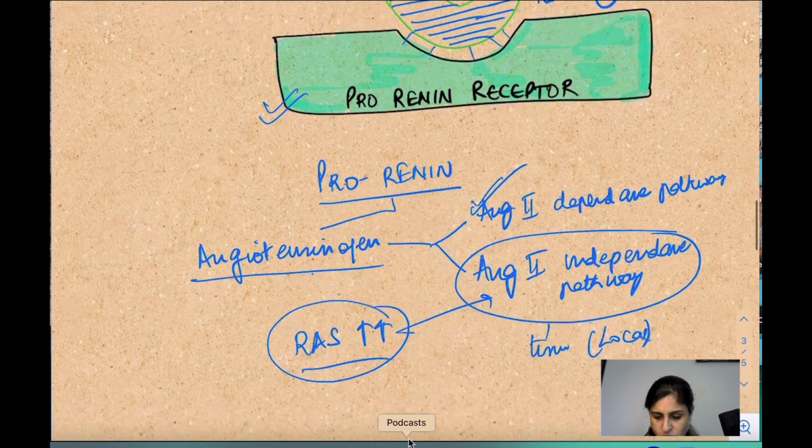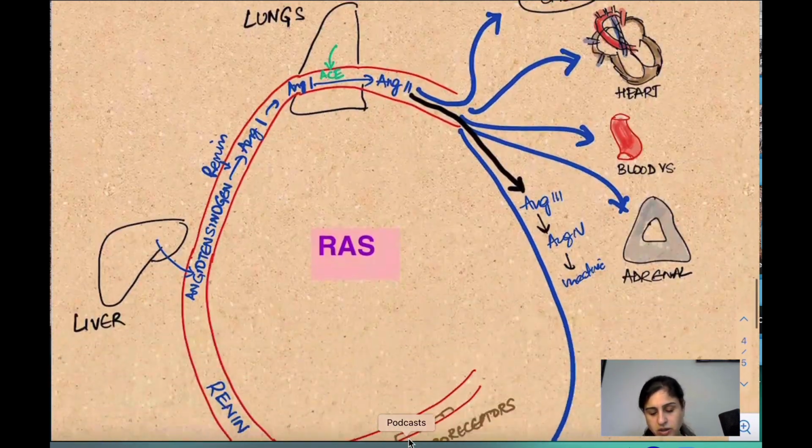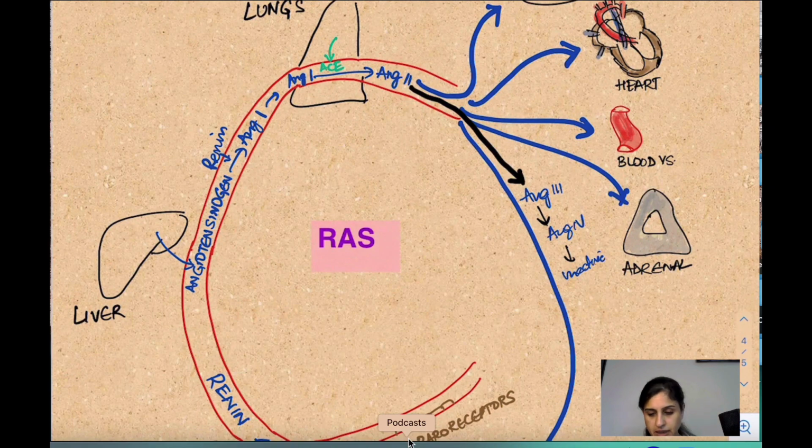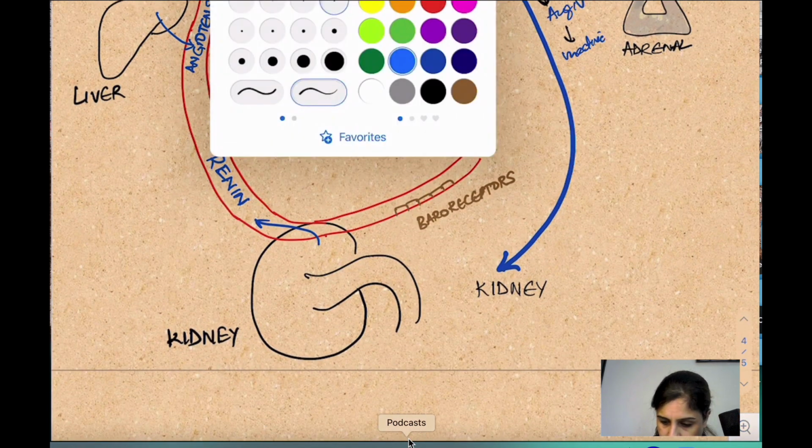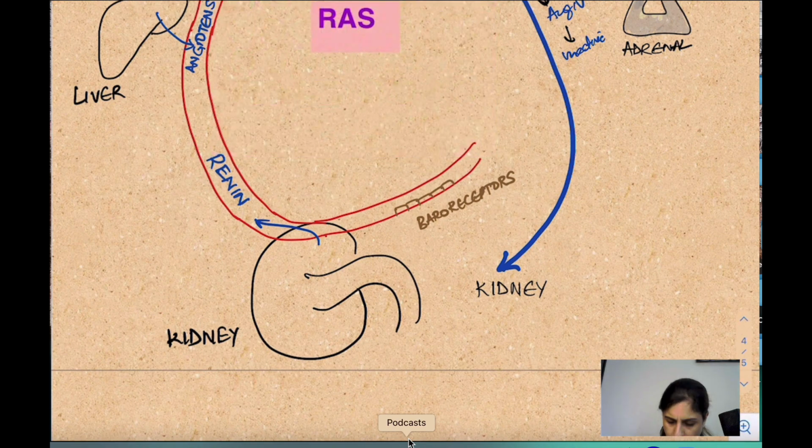Right? So let's come to the actual RAS pathway, what happens here. This is very, very important, because if we understand this pathway, we can easily know the drugs which are going to act on it. Let's start with the first step. The first thing I told you, there has to be a stimulus for release of renin. So let's say there is a decrease in renal blood flow, or a decrease in sodium, or there is beta 1 receptor stimulation. Any of these three things can happen.